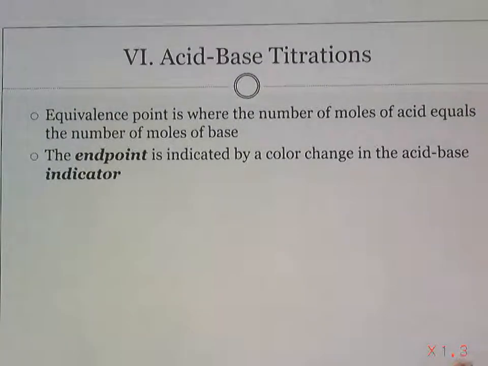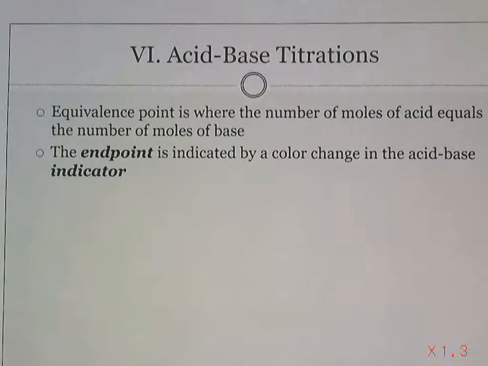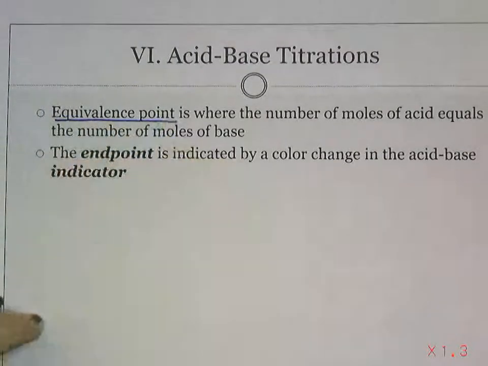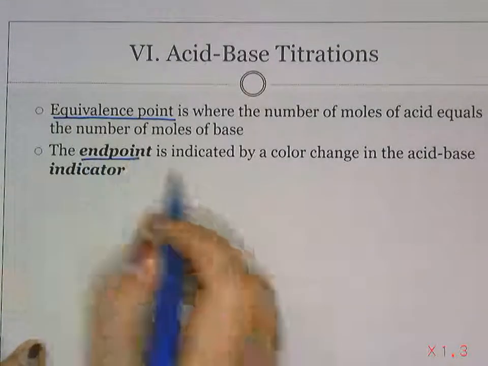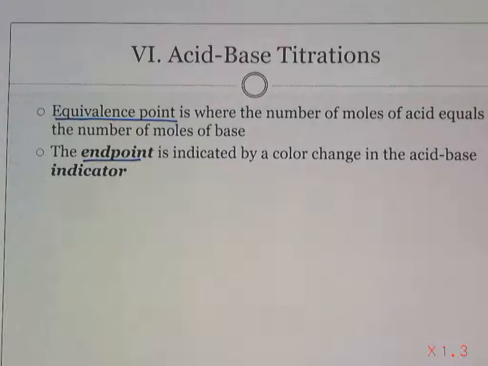So there's two different things going on in an acid-base titration. There is something called the equivalence point, where the number of moles of acid equals the number of moles of base. When you're thinking stoichiometrically, the two reactants have the right number of moles to completely react. That is different than the end point. The end point is indicated by a color change of some sort.